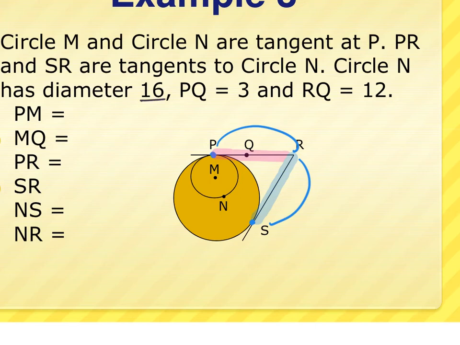Then it says it has a diameter of 16. So I don't even have a diameter drawn, but if I did, it would be 16. PQ is 3. And RQ is 12. So I would say probably the easiest thing to figure out is that PR, which is one of the questions, is 15. Because you just got to add those two together. And RS would also be 15 because of that ice cream cone corollary.